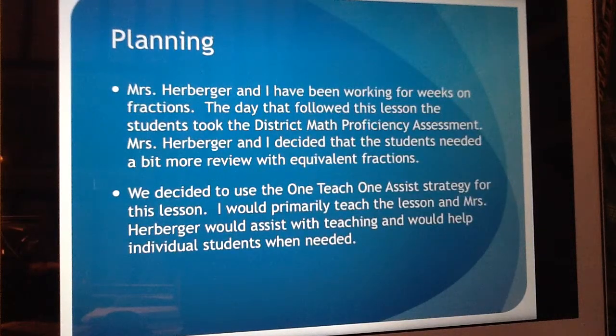In planning, Ms. Herberger and I have been working on fractions. The day that followed this lesson, the students took the district math proficiency assessment. So we decided that the students needed a bit more review of equivalent fractions. We decided to use the One Teach, One Assist strategy for this lesson. I would primarily teach the lesson, and Ms. Herberger would assist with teaching and would also help individual students when needed.